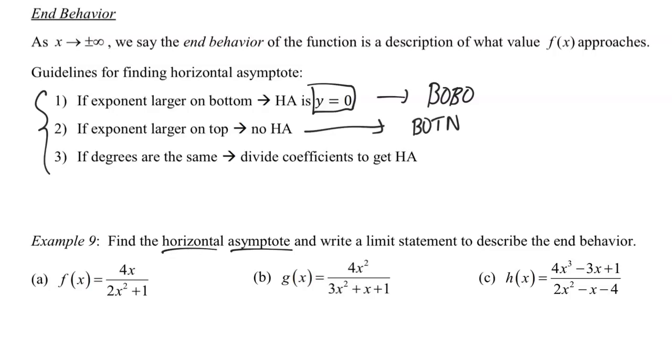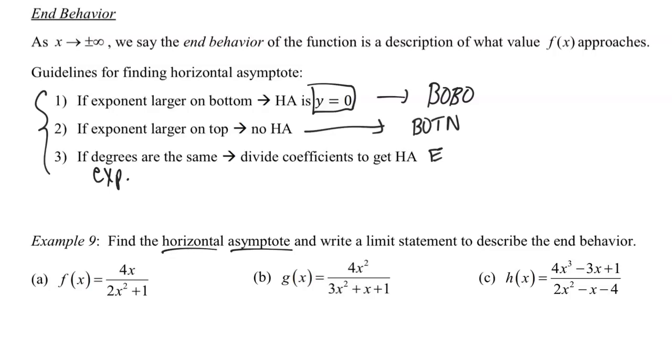And we're talking about the biggest exponent, not just any random exponent, but whatever the largest exponent or the degree of the numerator and denominator are. If that degree is bigger on top for number 2, we say that there is no horizontal asymptote. If the degrees or the exponents are the same, we divide the coefficients to get the horizontal asymptote.